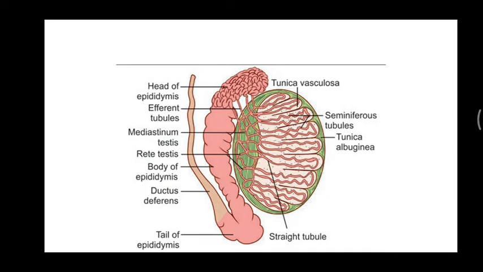From the upper end of the rete testis, efferent ductules will emerge and they enter into the epididymis. This is the epididymis. So when you look at the epididymis, this is the head end of the epididymis, this is the body of the epididymis, and this is the tail of the epididymis. From the lower end of the tail of the epididymis, the duct becomes continuous with the ductus deferens. This is the ductus deferens.